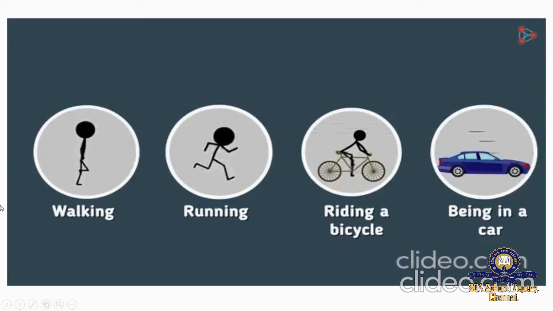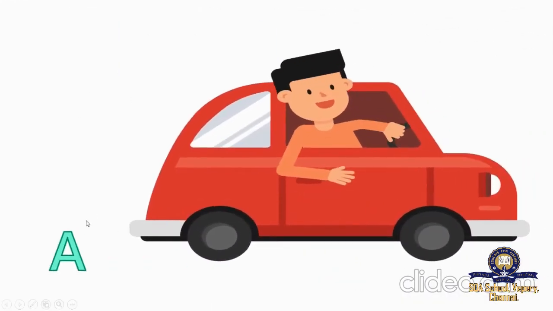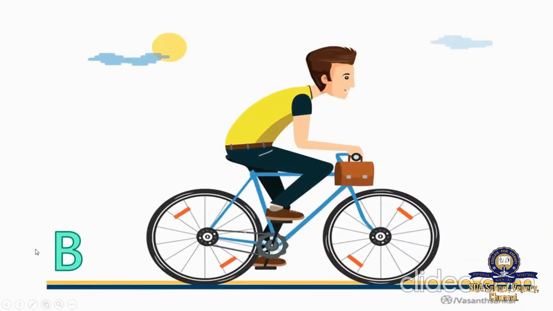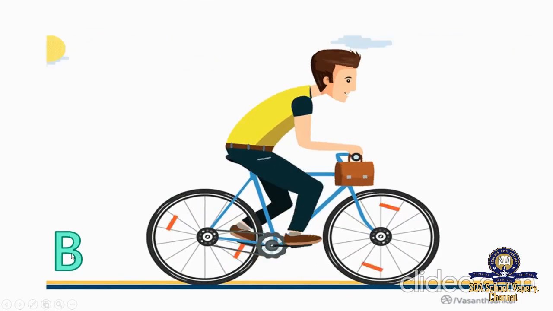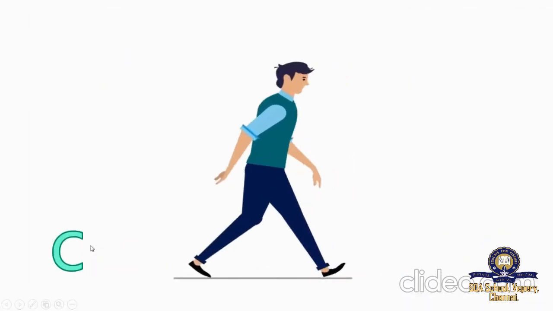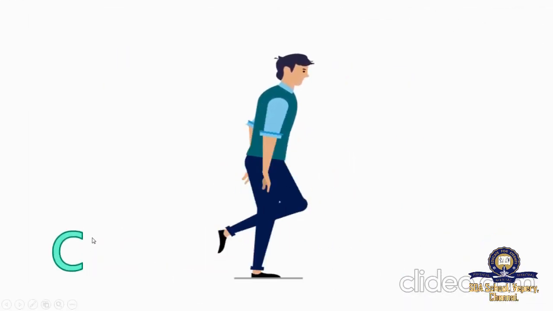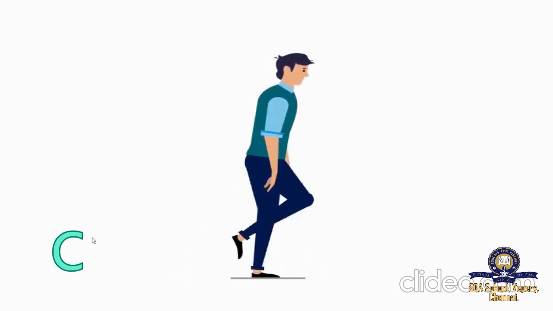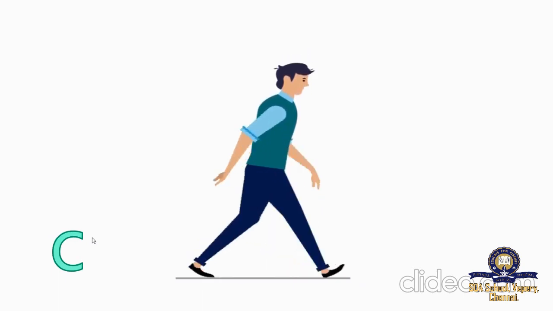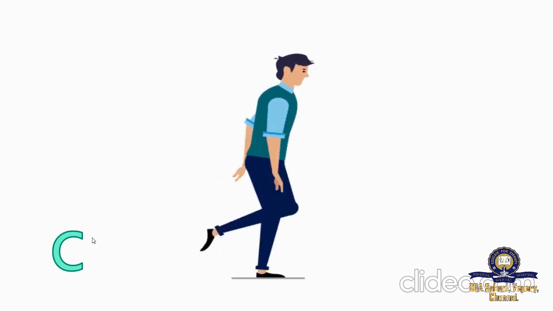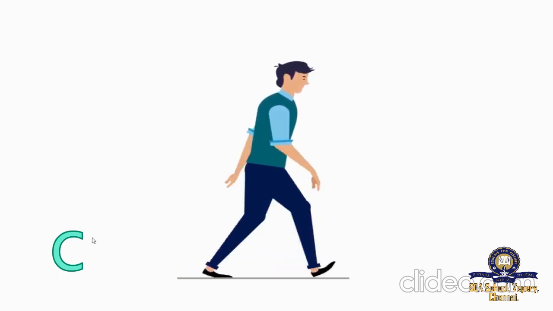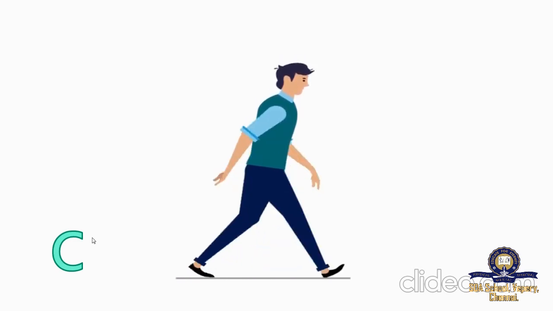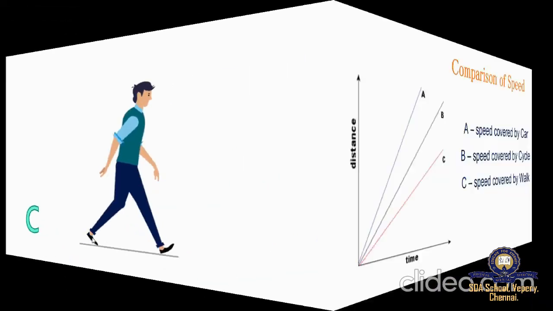Let us denote a man who's driving a car as A, a man who's riding a bicycle as B, and a man who's walking as C. We know that cycling can be faster than walking, and a car can go faster than a cycle. So among these three, the car moves faster, then the cycle, then the man. The distance time graph of these three would be given like this.